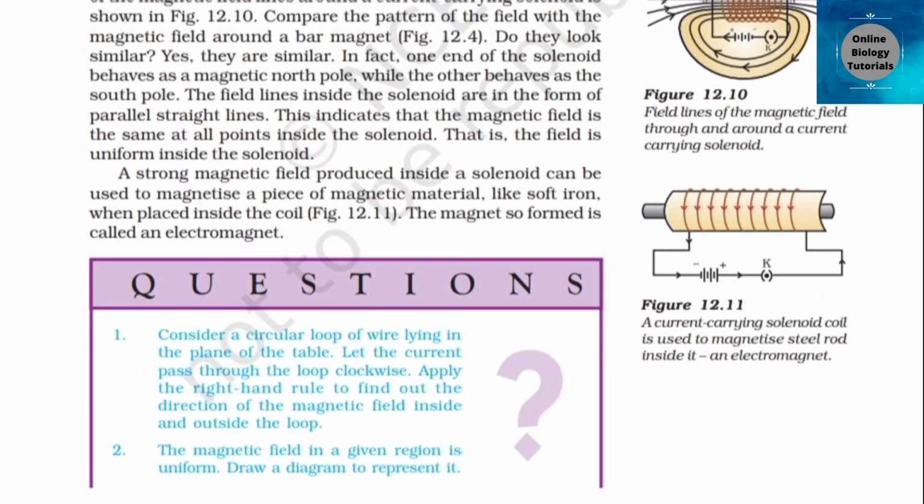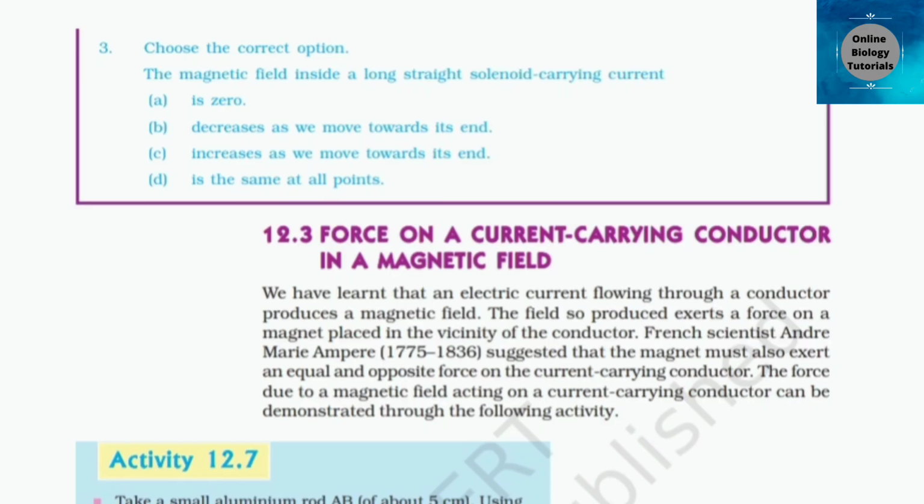Questions. 1. Consider a circular loop of wire lying in the plane of the table. Let the current pass through the loop clockwise. Apply the right-hand rule to find out the direction of the magnetic field inside and outside the loop. 2. The magnetic field in a given region is uniform. Draw a diagram to represent it. 3. Choose the correct option. The magnetic field inside a long straight solenoid carrying current: A. is 0. B. decreases as we move towards its end. C. increases as we move towards its end. D. is the same at all points.